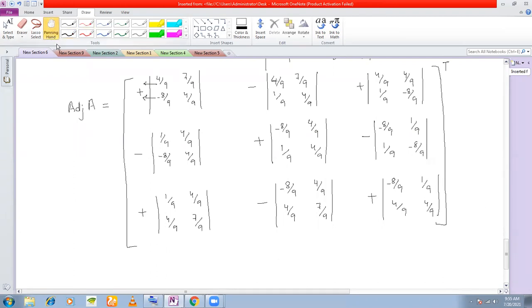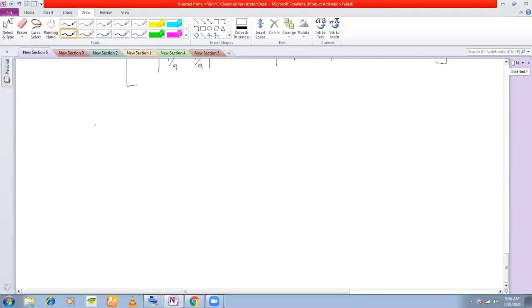Tell me, which you can take out 1 by 9 also. You can take out 1 by 9. That's what I'm saying. You can take out 1 by 9 from each of the rows. From the first row of each minor, you can take out 1 by 9. Here also you can take out 1 by 9. That will simplify your work a little. Okay, so let's take it out.